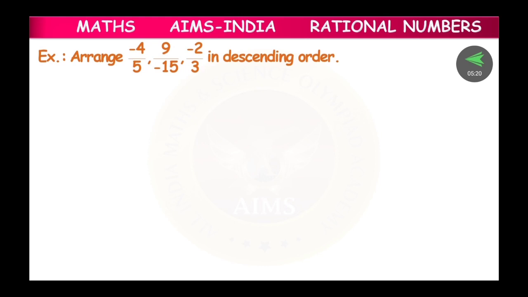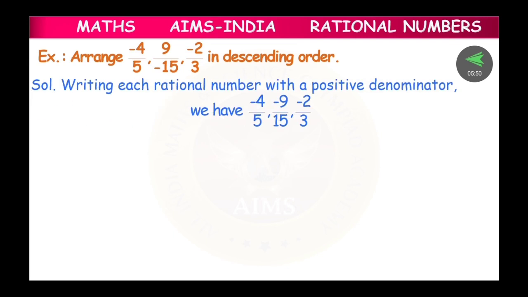After comparison, what can we do? After comparing the given rational numbers, we can arrange them either in descending order or in ascending order. So first we have to compare. After that, we can arrange them according to whatever order we want. Now, here they have given a question. They have given 3 rational numbers and they are asking us to arrange them in descending order.